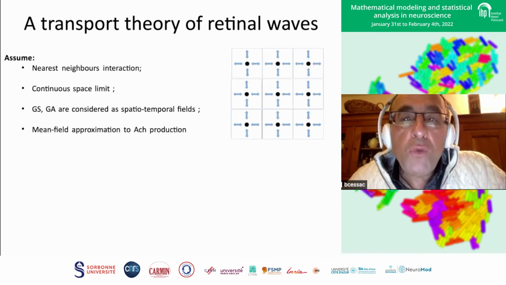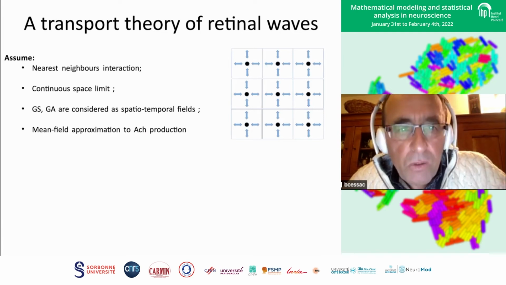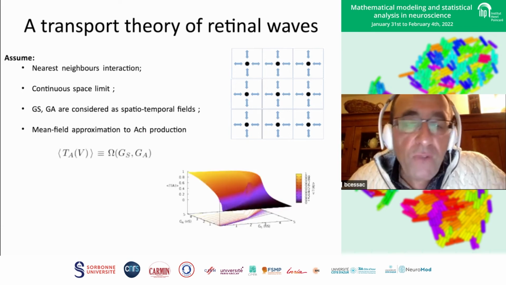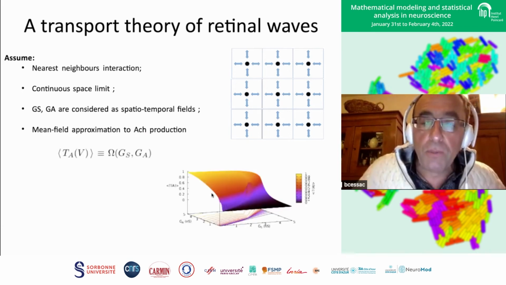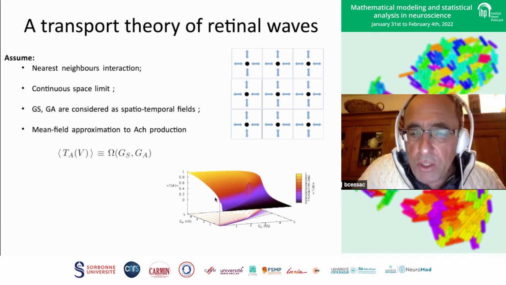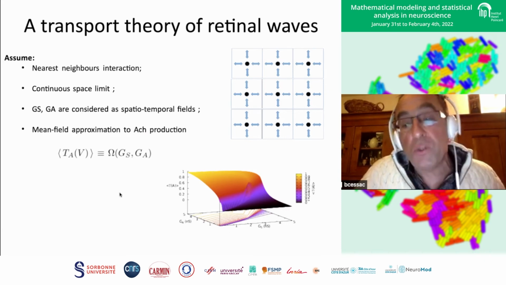So we do something classical: we consider that GS and GA are spatiotemporal fields. We consider nearest neighbors interaction because we want to have a Laplacian. We make a continuous time limit, and we make a mean field approximation for acetylcholine production. Basically, we compute the average production of acetylcholine depending on GS and GA. So this gives you this profile. Here, the average acetylcholine production is 0. Here it is 1. And you see that there is a sharp transition which corresponds precisely to region D.